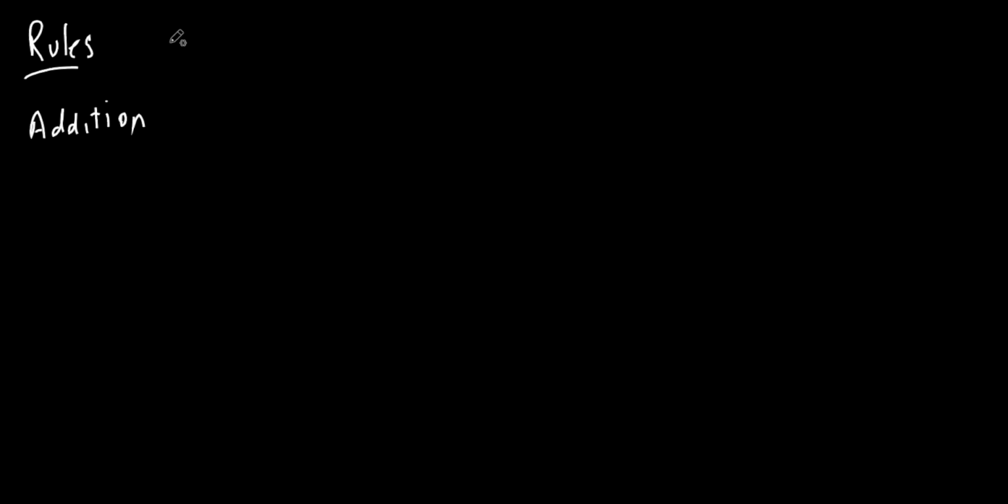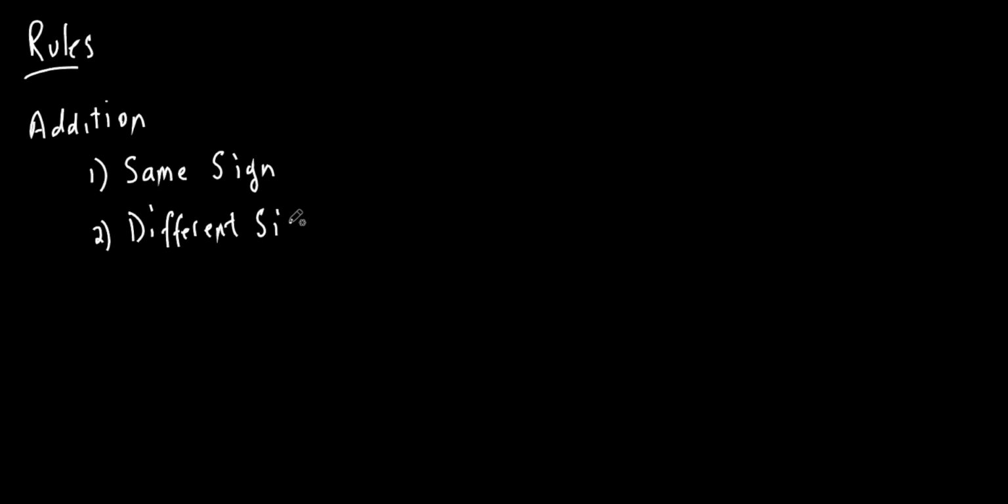All right, so here we go. So we got basically two rules for addition. We have one rule when you're adding two numbers, and you have the same sign. I'm not going to write all this out. I'll just give you an example for each. And then you have a rule if they're different signs.